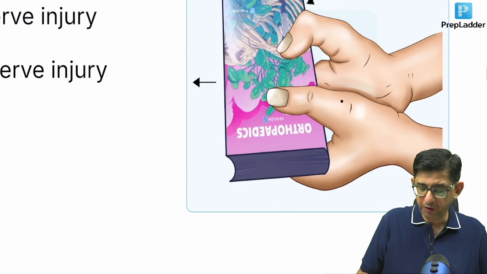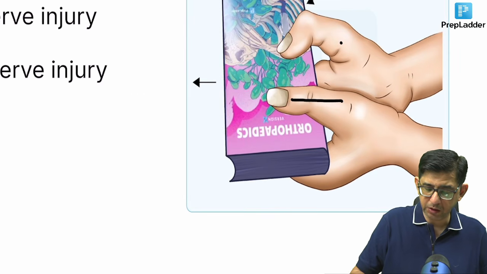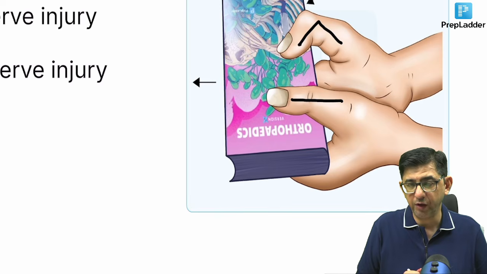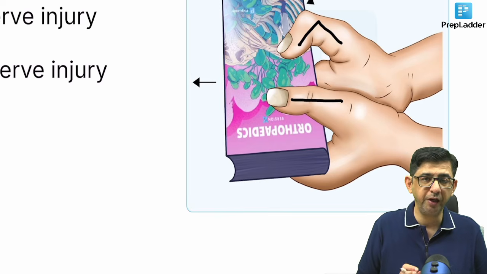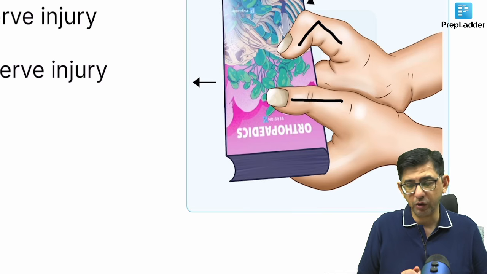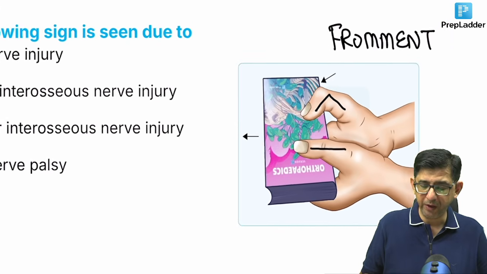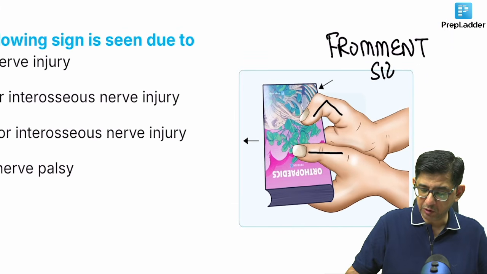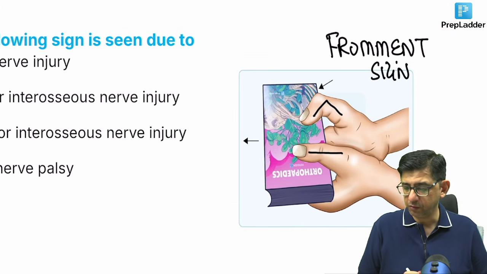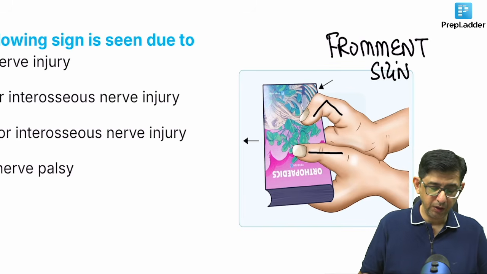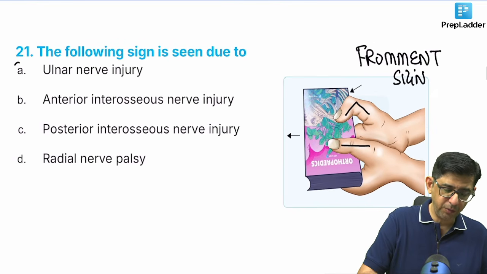So a normal person can hold the book like this, but here because the ulnar nerve is involved, he is trying to use flexor pollicis longus. That flexor pollicis longus is supplied by the median nerve. So the person, because there's a paralysis of the ulnar nerve, is trying to use the median nerve to help in holding the book here. This is called Froment sign. Froment sign is seen with respect to injury to which nerve? Then your answer would be the ulnar nerve. The answer to this question is option number A.